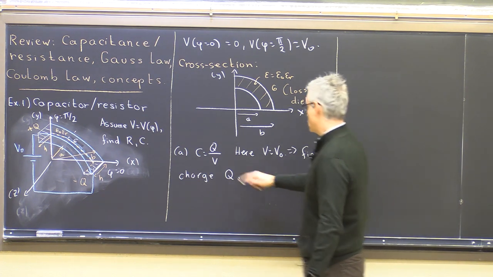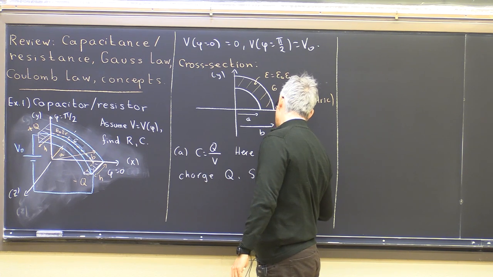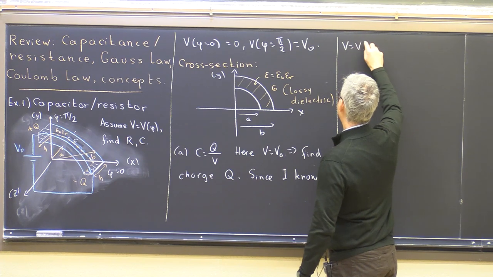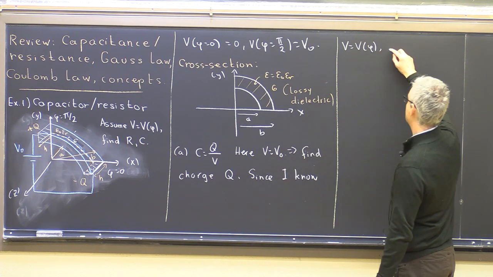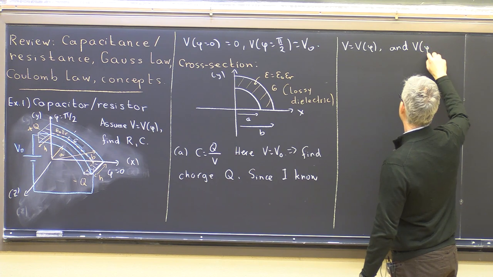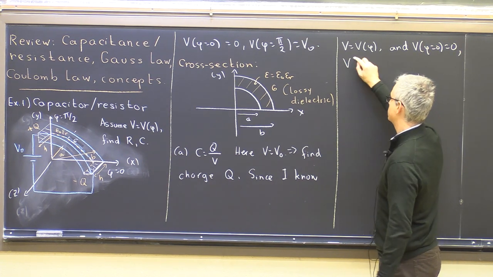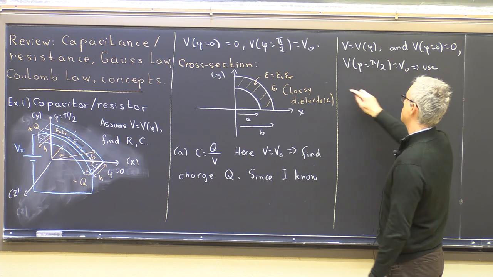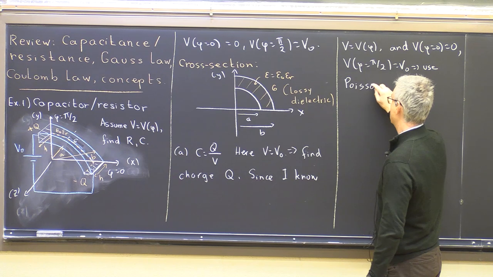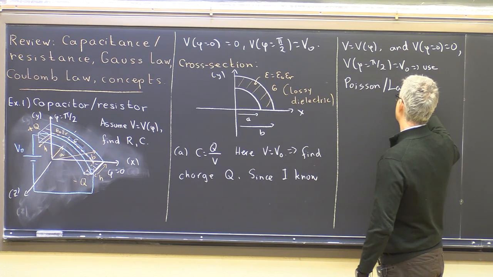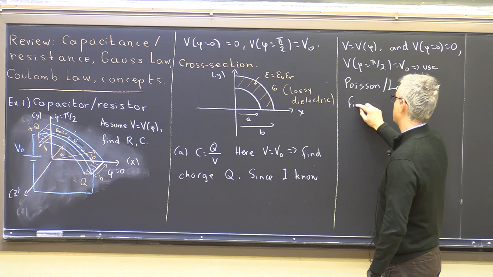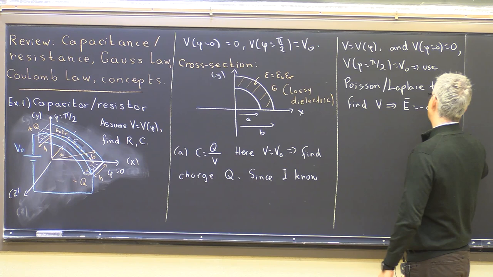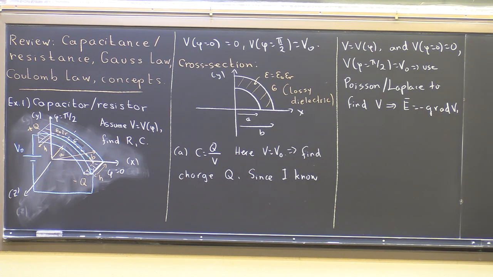Remember that, so here, I know that V is a function of phi, and I have boundary values. I use the Poisson or Laplace equation to find V everywhere. And then from V, I will find the electric field as minus gradient of V.